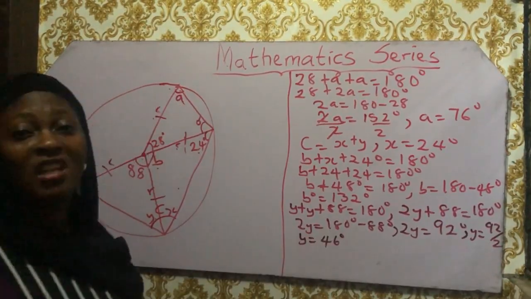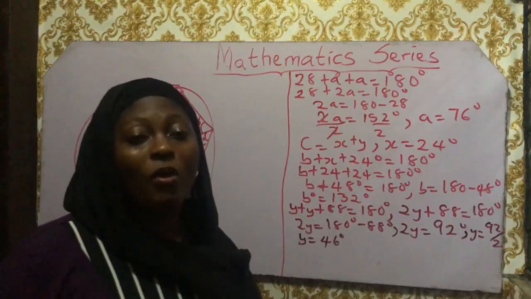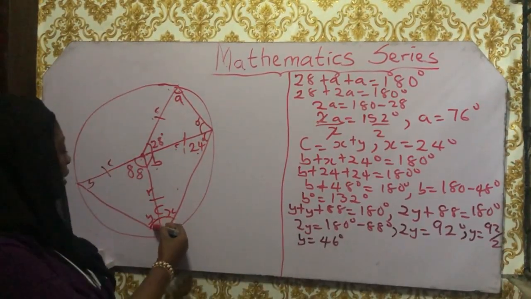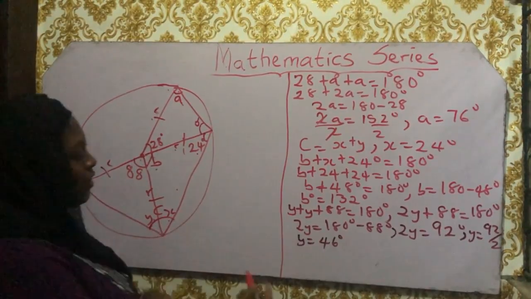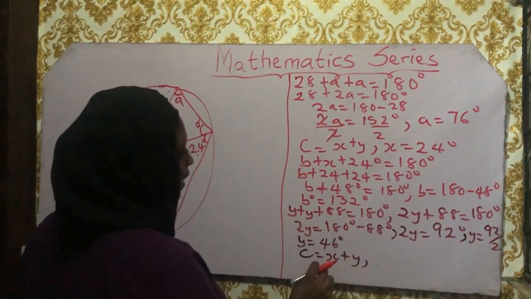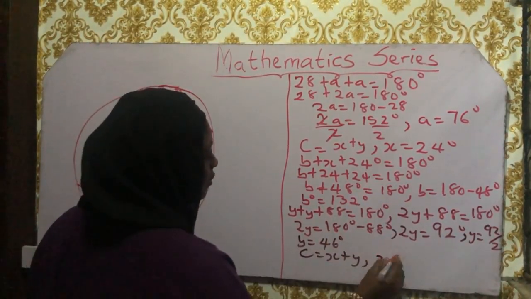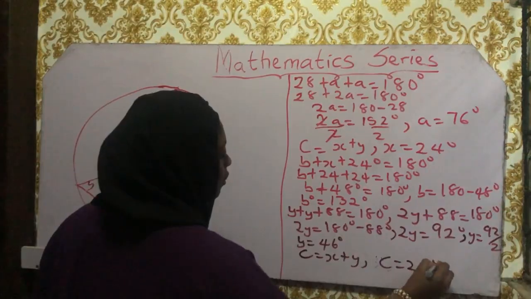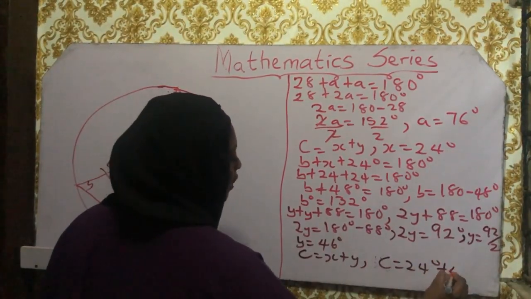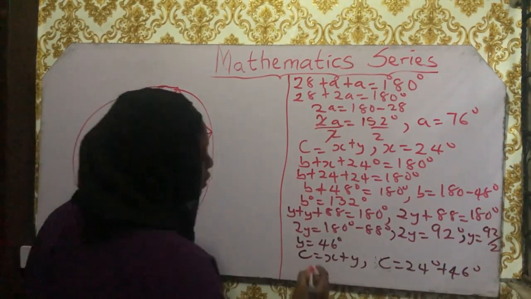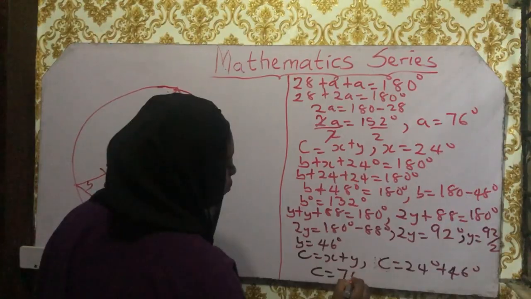Now, we are not just concerned about X and Y. The reason why we try to find X and Y is because angle C here is made up of angle X and angle Y. So because C is equal to X plus Y, then X is 24 degrees. So angle C is equal to X, which is 24 degrees, plus angle Y, which is 46 degrees. So 24 plus 46 gives 70 degrees. So C is equal to 70 degrees.